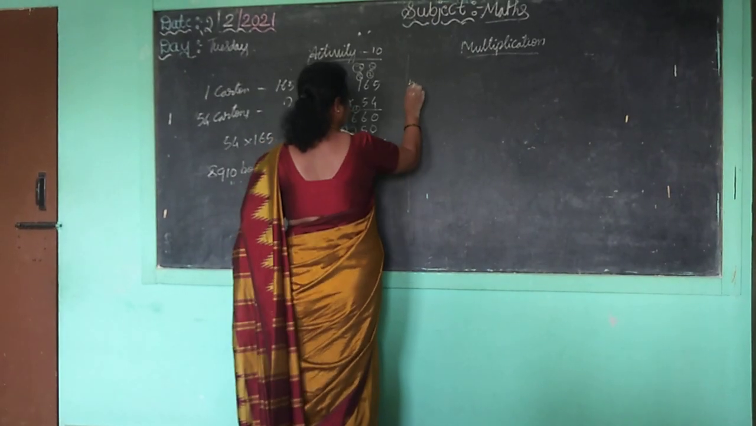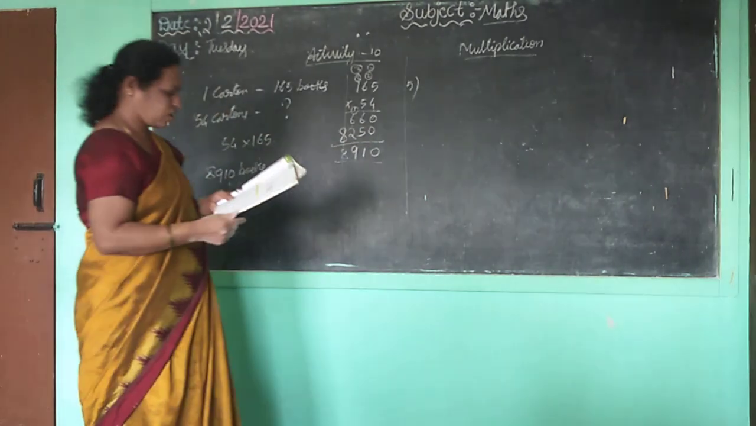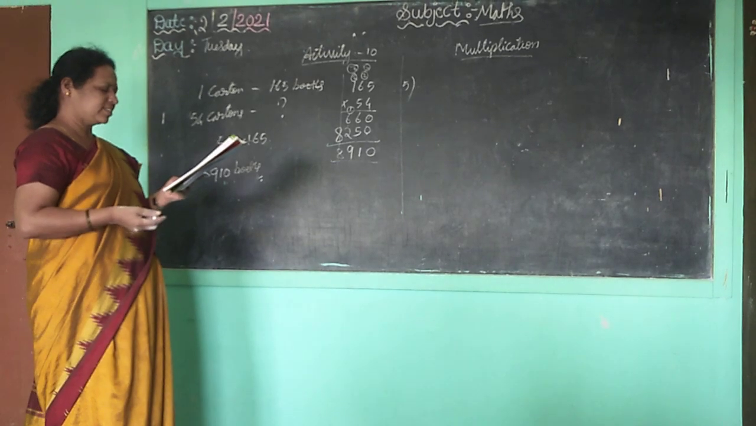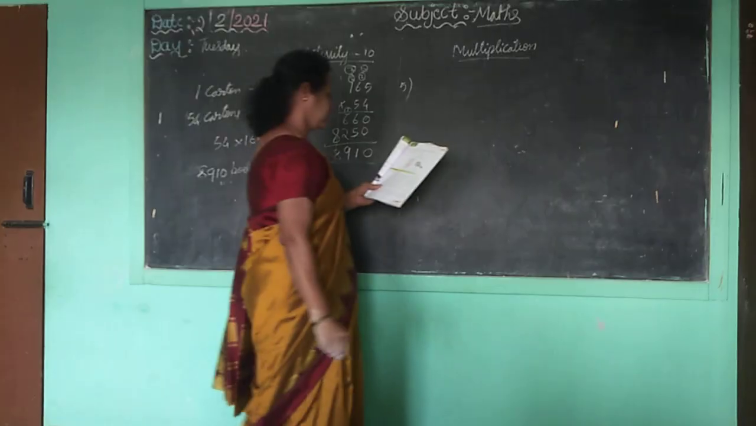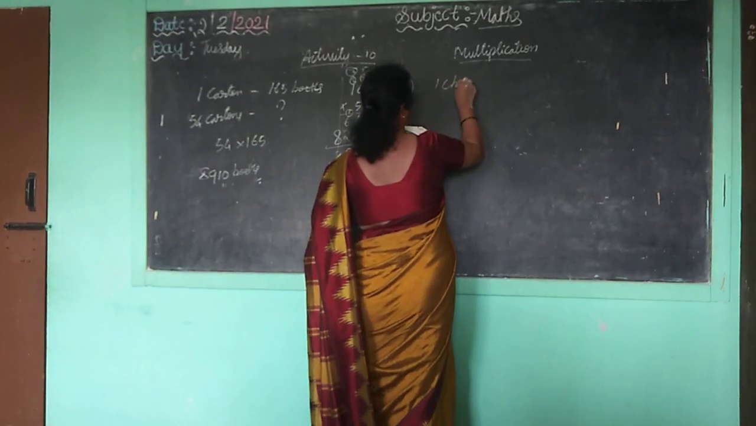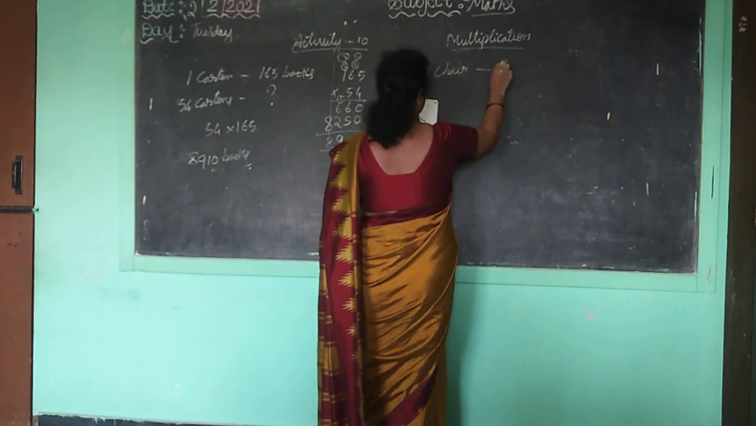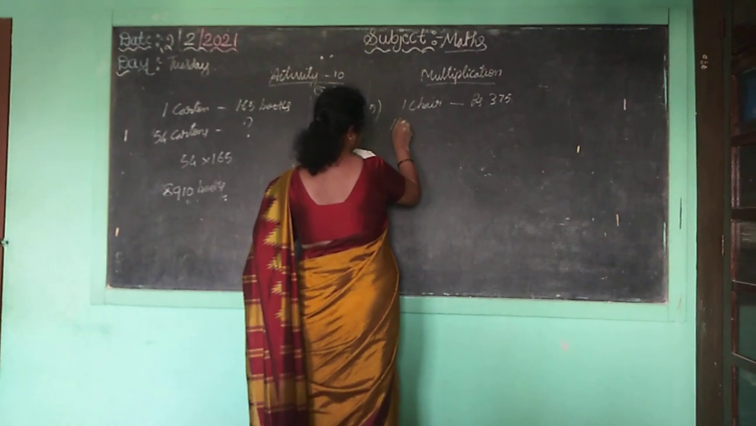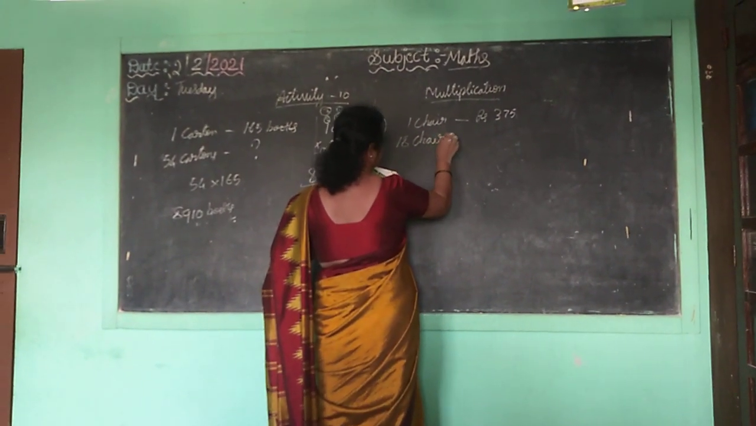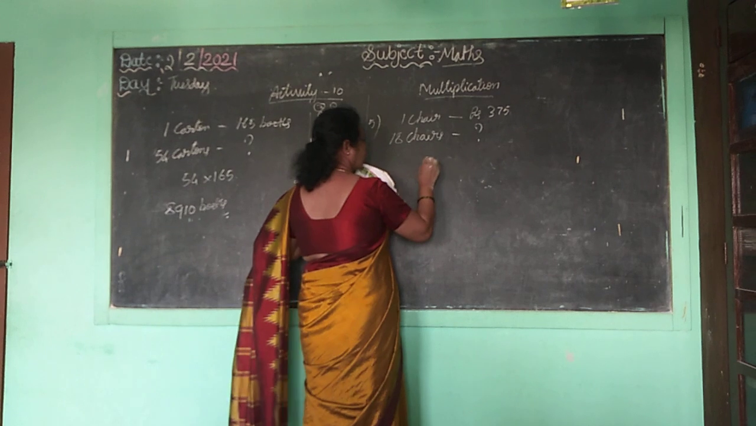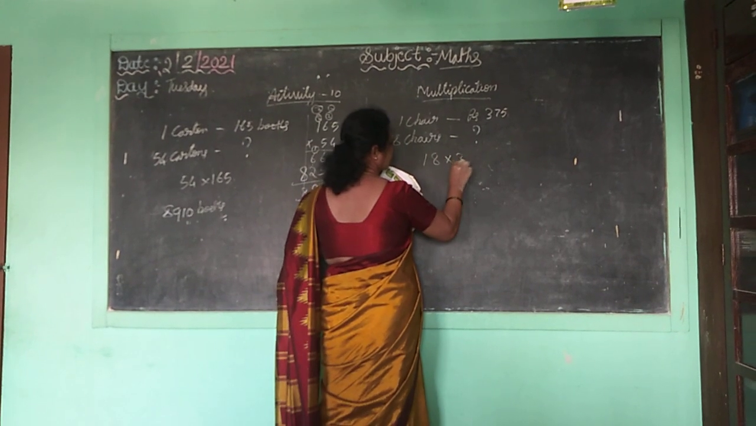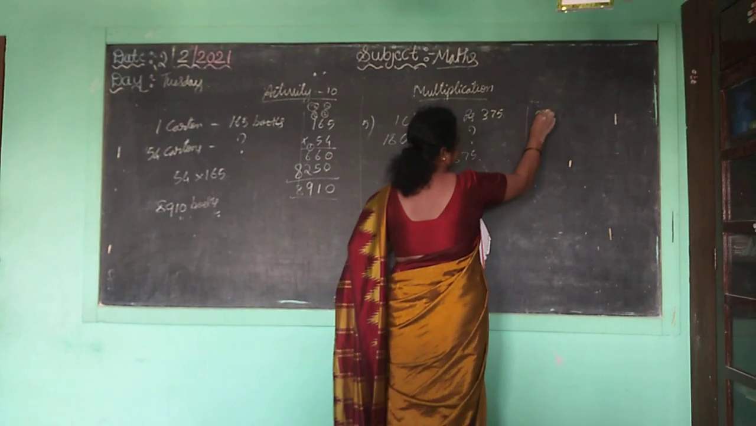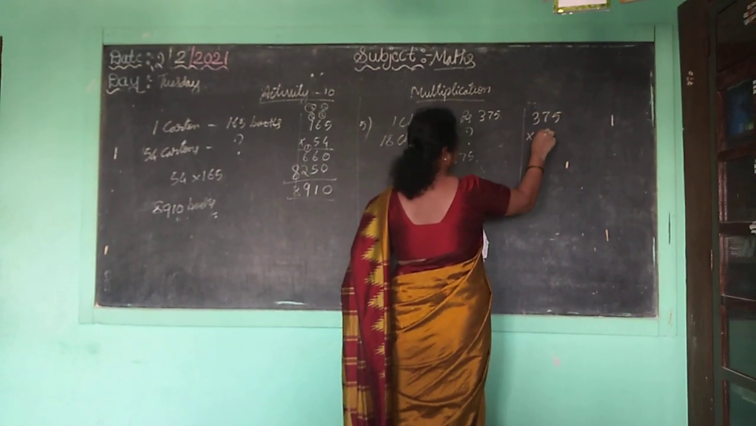So fifth sum, children. See, the cost of a chair is rupees 375. What is the cost of 18 such chairs? Okay. One chair costs how much, children? Rupees 375. So the cost of 18 chairs, 18 chairs is how much, children? So 18 into 375. In the working column you go 375 multiplied by 18.